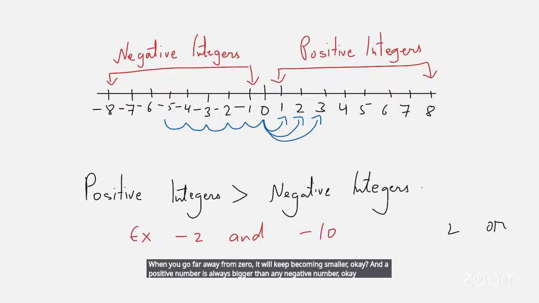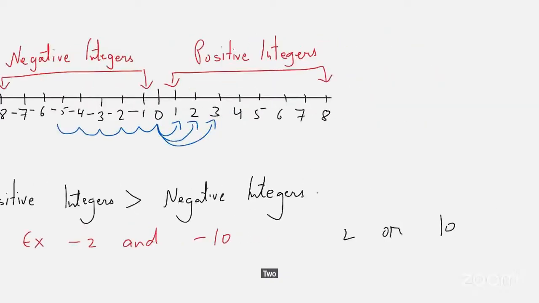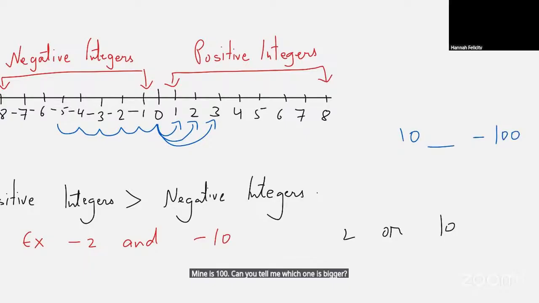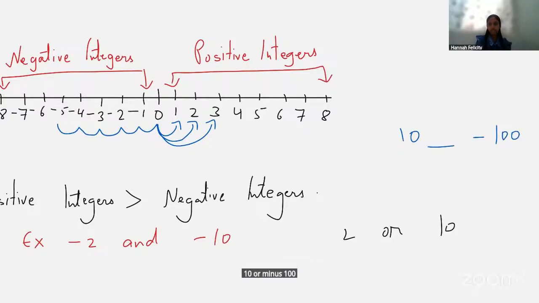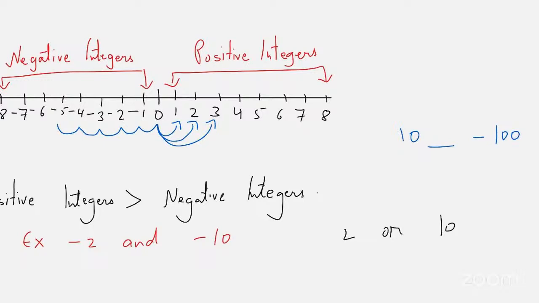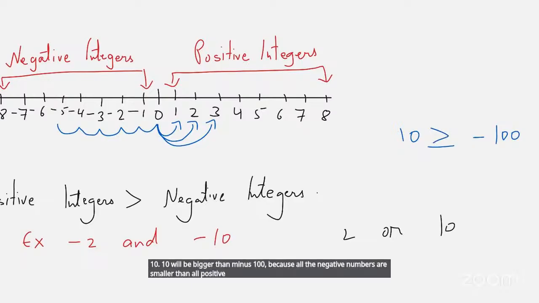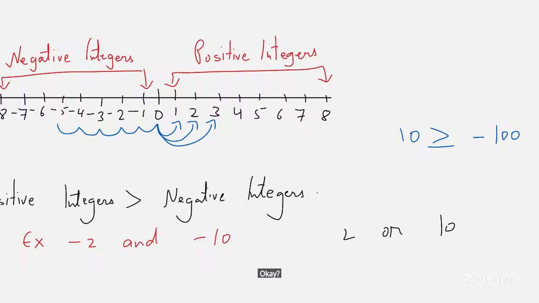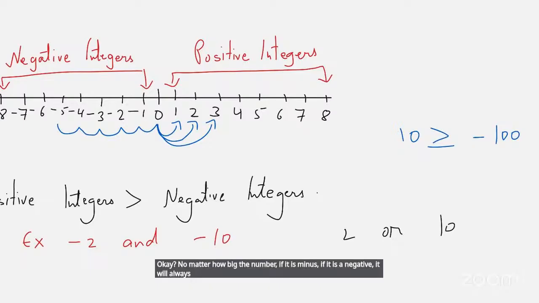I will write two numbers, 10 and -100. Can you tell me which one is bigger? 10. 10 will be bigger than -100 because all the negative numbers are smaller than all positive numbers. No matter how big the number, if it is negative, it will always be smaller than the positive number. Understood till here?